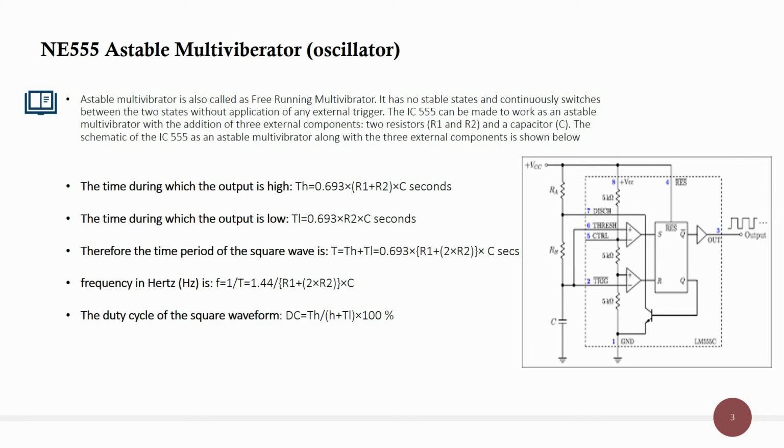Now let us look into the internal block diagram. The dotted line defines the boundary for the internal block diagram. It has three 5 kilo ohm resistors. So the name 555 indicates that it has a total of 3 resistors, 2 comparators, 1 SR flip-flop and 1 buffer.